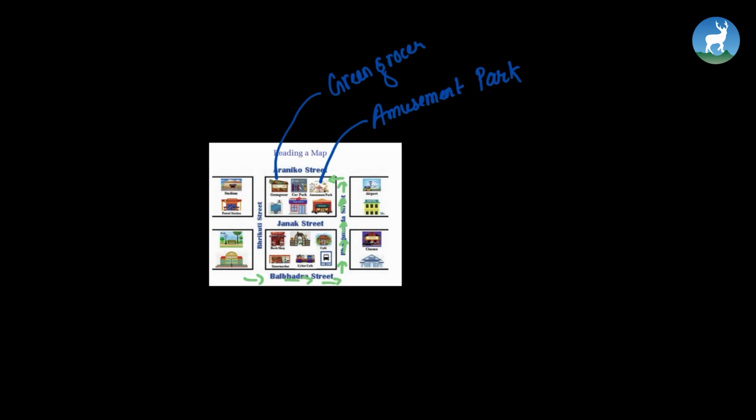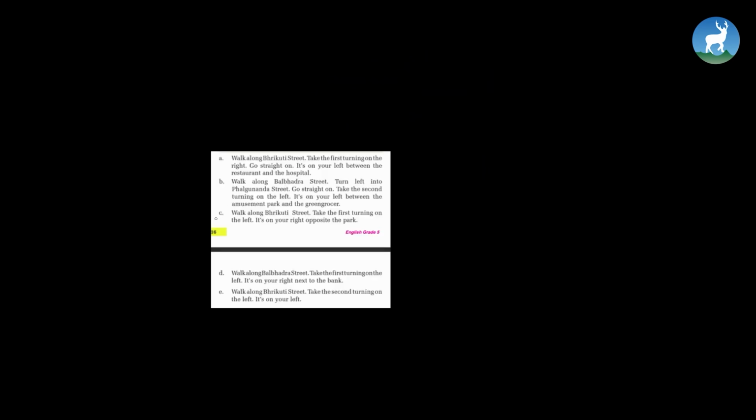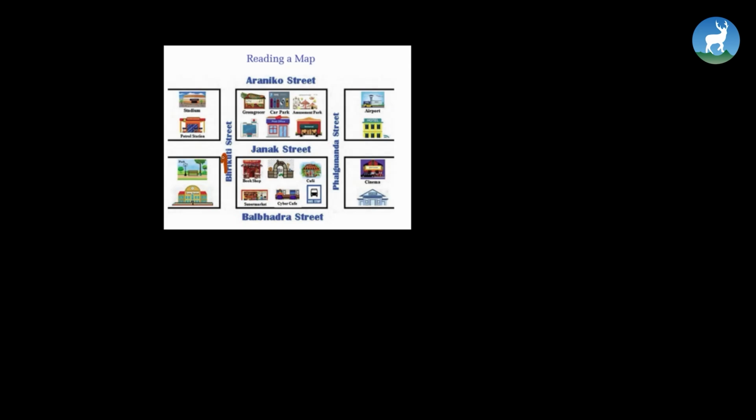So here we have found out our location and it's car park. So number B is car park. Right, let's quickly go to number C. According to the instruction, we walk along Brickety Street, take the first turning on the left, and it says it's on your right, opposite the park. That means it's the petrol. So number C is petrol.